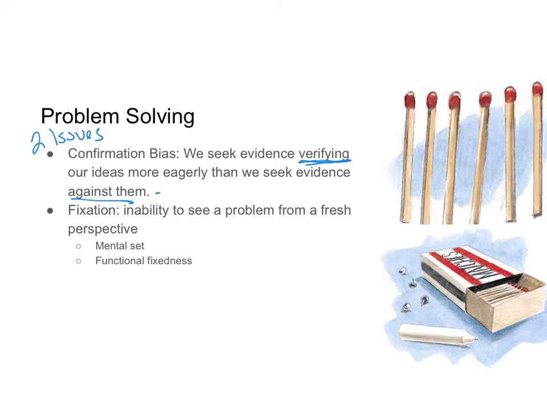One example of this would be mental set. And this might be the idea that we are predisposed on what has worked in the past. Okay. And then functional fixedness is this idea that we can only use things for what they're meant to be used for.